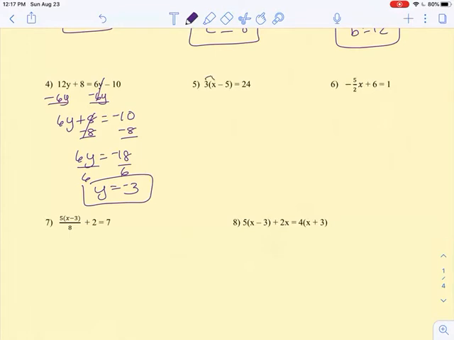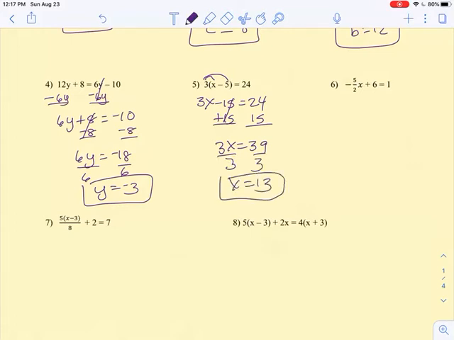And in number 5 I have parentheses, so I need to multiply out. I'm going to use my distributive property. 3 times x is 3x. 3 times negative 5 is negative 15. And then I'm back where I started, similar to a problem like number 1 and 2. So I'm going to add 15 to both sides. I get 3x equals 39 and divide by 3, x equals 13.